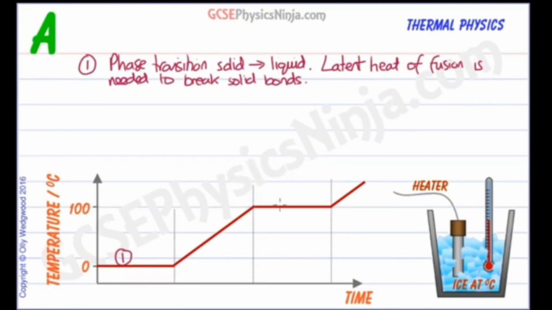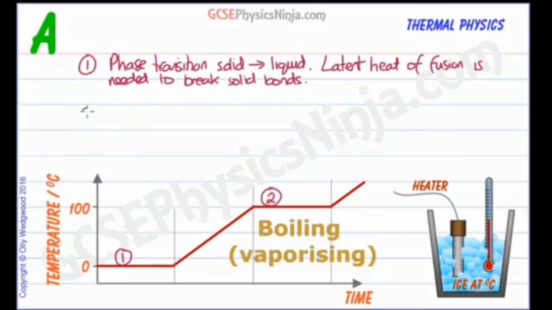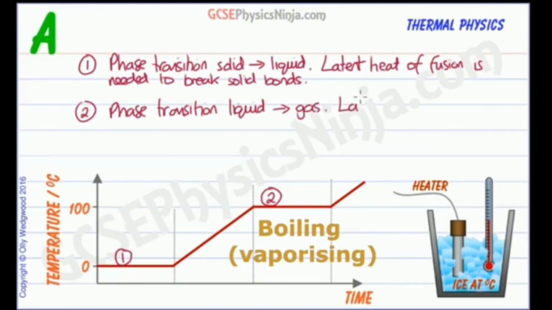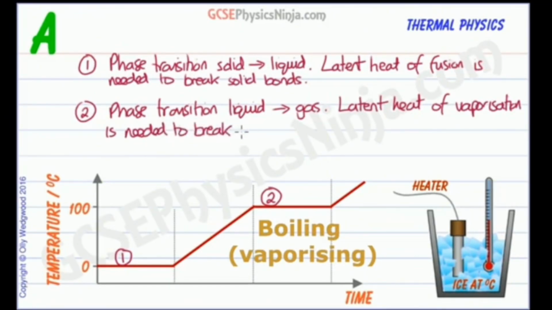Okay, so at the boiling point, we start another phase transition. And this time, we're going from a liquid to a gas. And we need the energy, the latent heat of vaporization, to break the liquid bonds. And notice there's no rise in temperature. All of the energy is used to break bonds rather than increasing the speed of molecules. And then we have a gas.